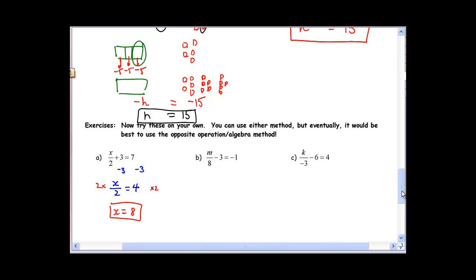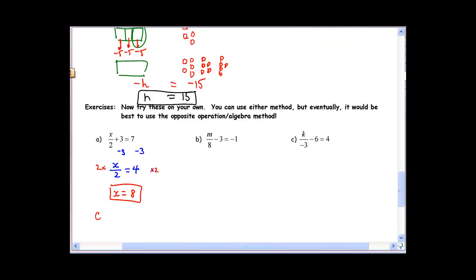You can always check your answers too. Don't forget that. Check. 8 divided by 2 plus 3. That's 4 plus 3. Oh, yeah, that's 7. Okay.